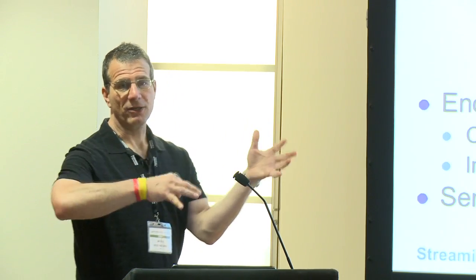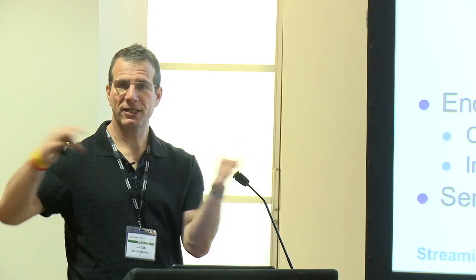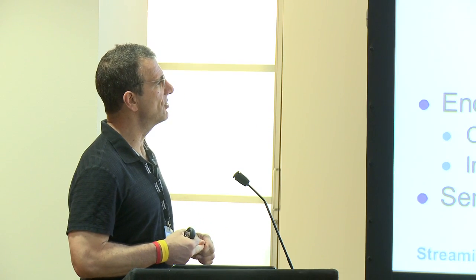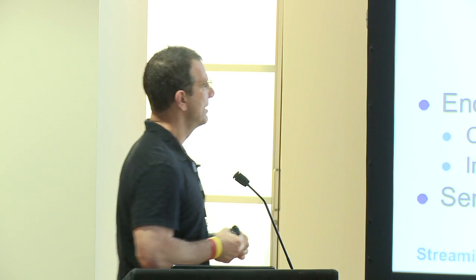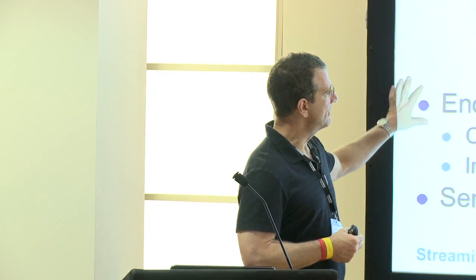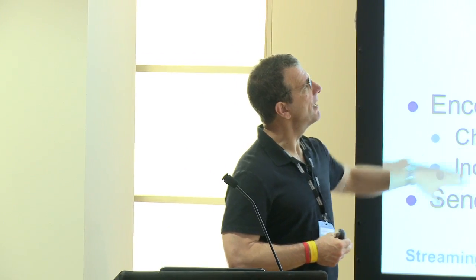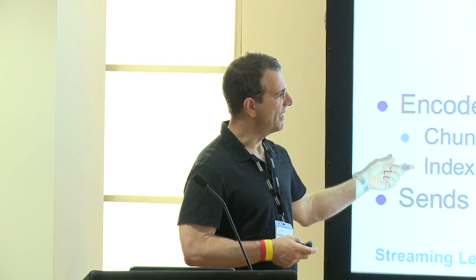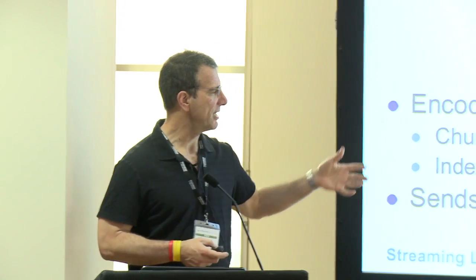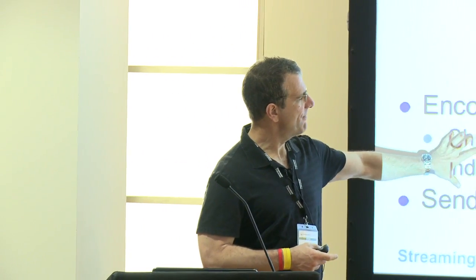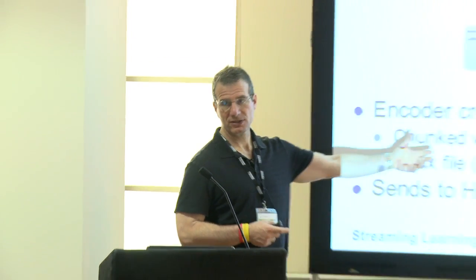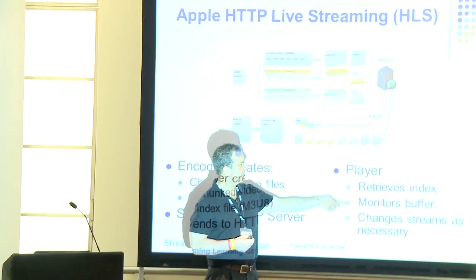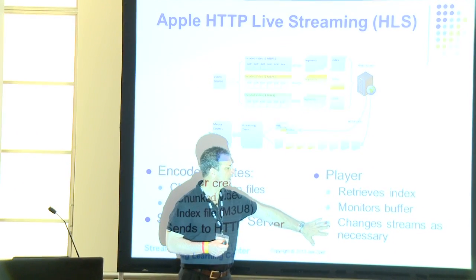Okay, so that was RTMP. RTMP is the persistent connection between server and player. And this is how HTTP-based streaming technologies work. The encoder creates chunked video files, those little segments you see up there, and it creates an index file. This is, again, HTTP, this is HLS. It sends the video files and the index file to the web server. Then the player retrieves the index file, monitors the buffer, and changes streams as necessary.